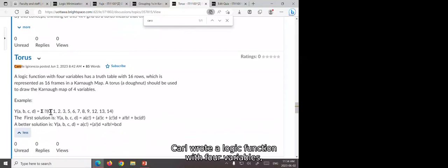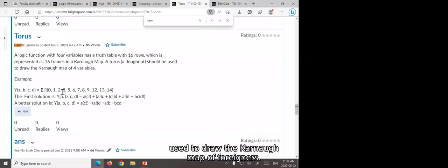Carol wrote: a logic function with 4 variables has a truth table with 16 rows, which is represented as 16 frames in a Karnaugh map. A torus, a donut, should be used to draw the Karnaugh map of 4 variables. And so what does it do if you put it? For example, the first solution is this. Okay. Could you explain a little, Carol? I didn't understand your meaning.